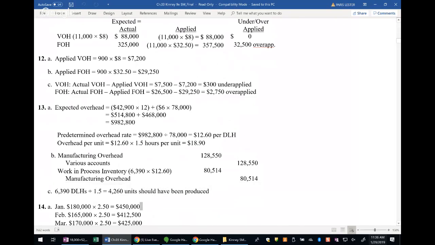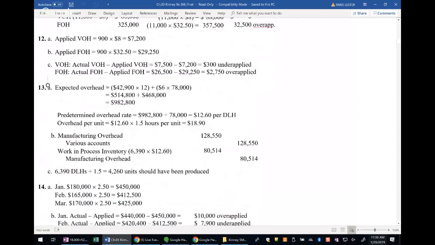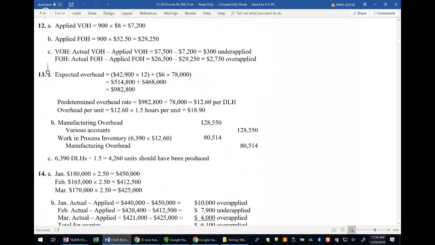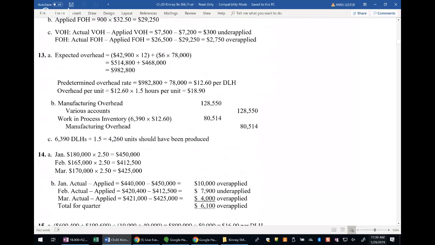And you get 10. Now 10,000. Is that over or under applied? Under. Okay. Now, or over. Now this is your applied 450, right? But your actual was 440, right? So it was over applied. Over applied. Now you can see that here.